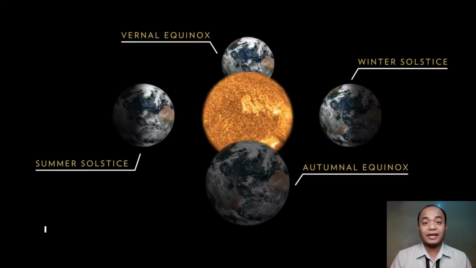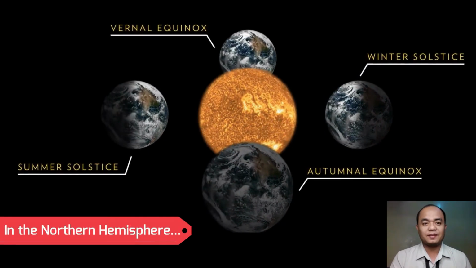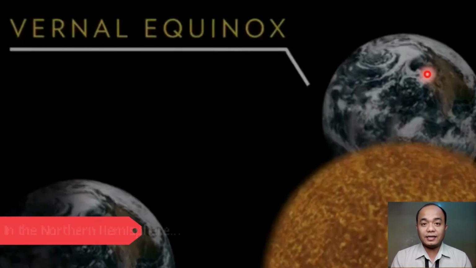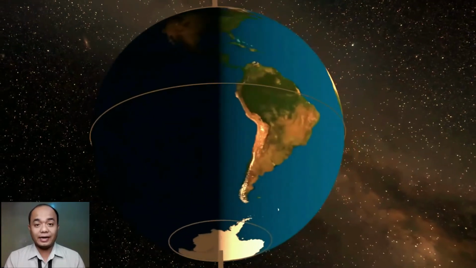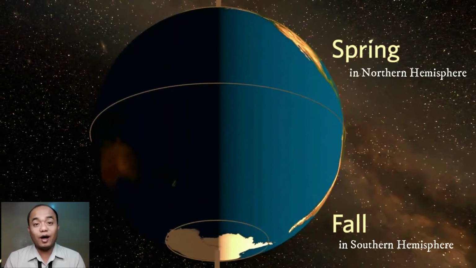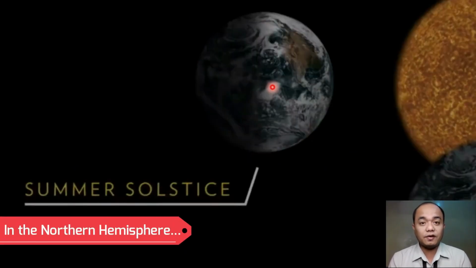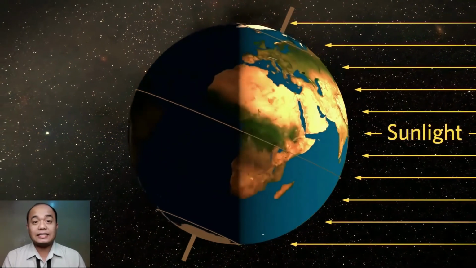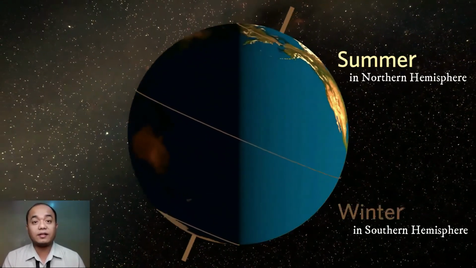Let me present again the equinoxes and solstices that happen in the northern hemisphere. Let's take this. When the earth is in this part, it is vernal equinox here in the northern hemisphere, wherein the northern hemisphere and the southern hemisphere receive equal amount of sunlight. And when the earth is in this position, the northern hemisphere experiences summer solstice, wherein the north pole is tilted towards the sun. That's why it receives more light from the sun.